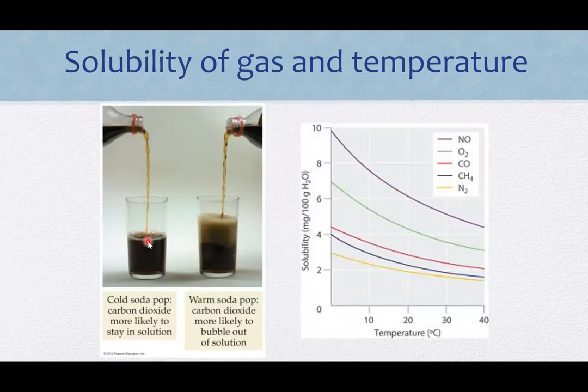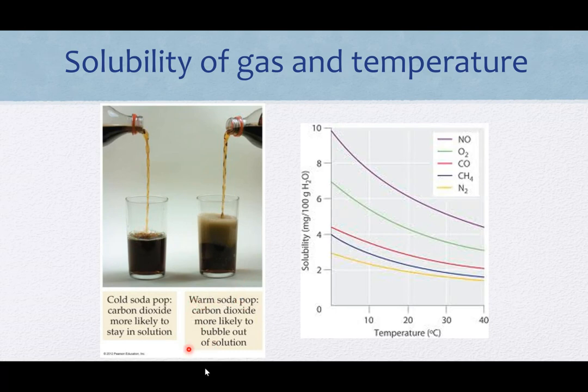So another example of this idea of solubility of a gas and temperature is pouring warm soda versus cold soda. Or if you've ever worked in the restaurant industry and you think about a beer tap or even a soda tap, a warm tap versus a cold tap. When you pour cold soda into a glass or cold beer out of a tap, the bubbles tend to stay in solution. So I pour a cold soda and I don't see a whole lot of bubbles form on the top. Some of it crashes out, but most of it stays in there.